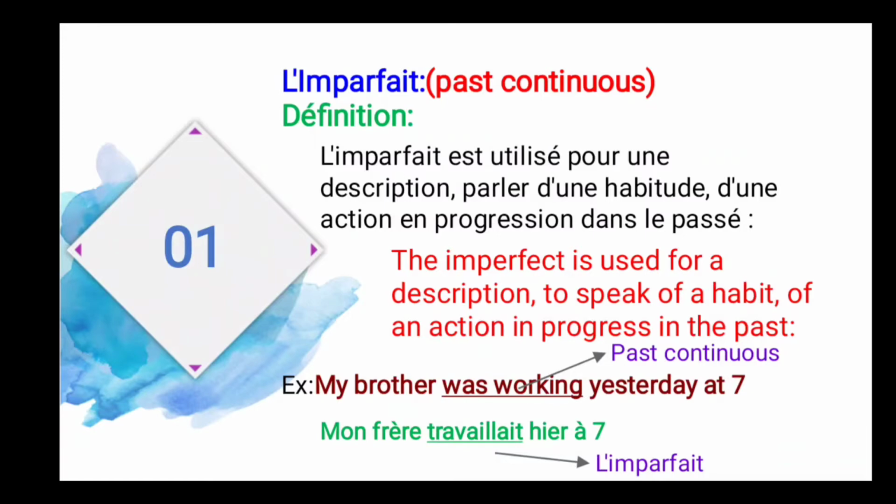See the example. How do you use imperfect in a sentence? My brother was working yesterday at 7. So yesterday, it's a past tense. Was working, it's an action in progress in the past. See the example in French. Mon frère travaillait hier à sept heures. That travaillait refers to what? L'imparfait. Okay.